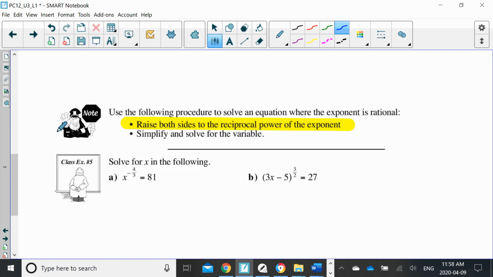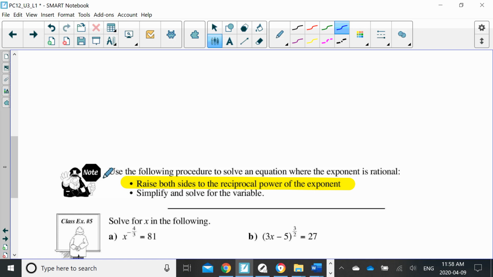Before we do class example 5, I want to show you what we would have done in 10C and in 20-1. So if I gave you x cubed is equal to 125.